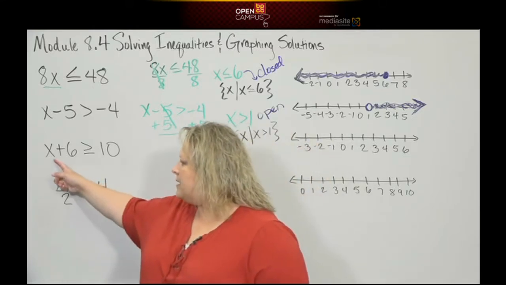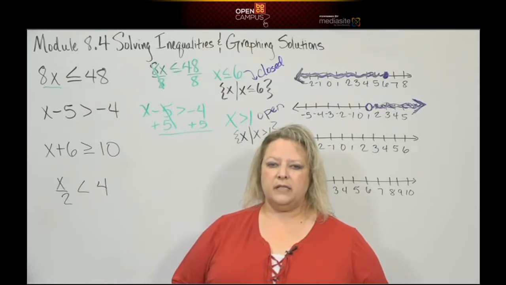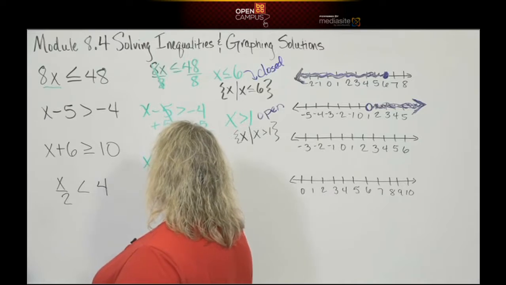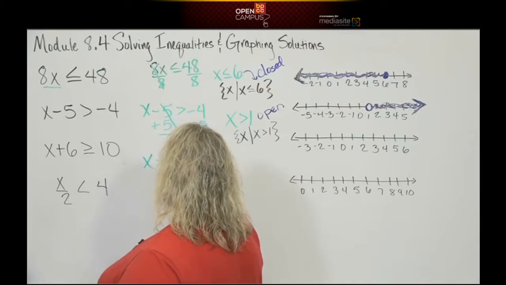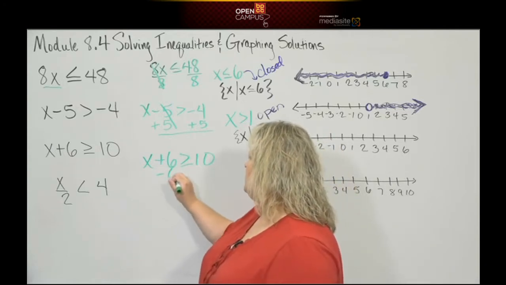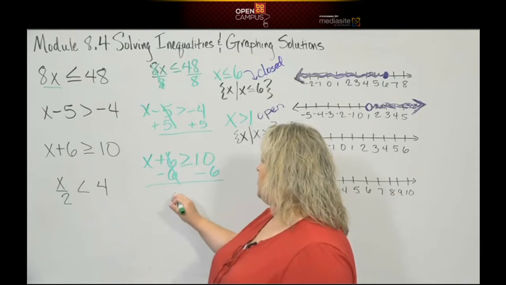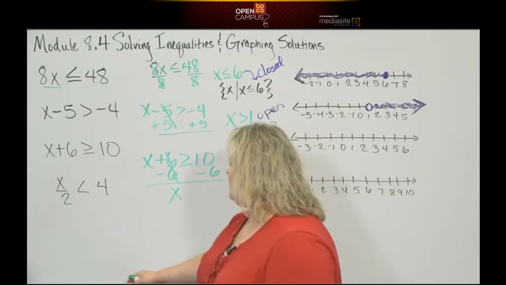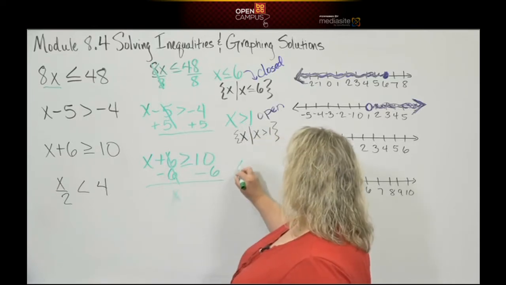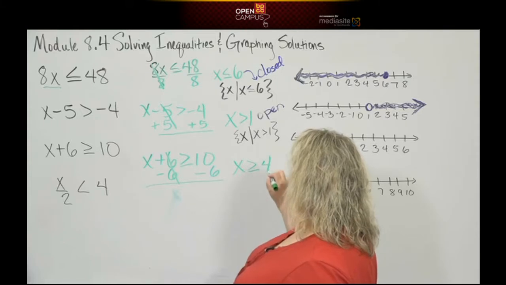Our next problem says x plus 6. So the opposite of addition is subtraction. So let's do that. We have x plus 6 is greater than or equal to 10. So we're going to do the opposite of addition, which is subtraction. We're going to take 6 away from both sides, and that's going to leave me x there. Oh, let me write that up to the side so I have room to do the last one. X greater than or equal to 10, take away 6, which is 4.